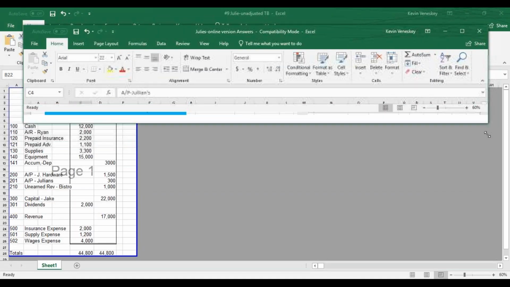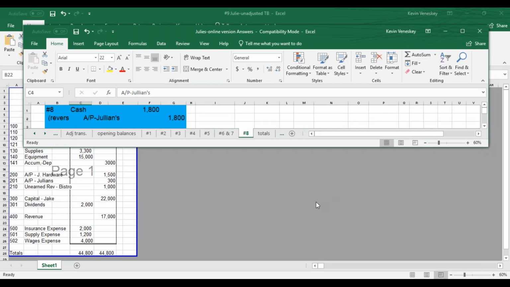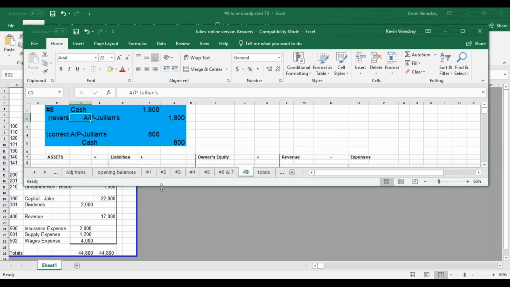Okay, so number 8, I need to undo what I just visualized. I need to show, okay, let's put $1,800 back into my cash temporarily and put $1,800 back on Julian's account. And then let's do the entry as it should have been. What did we get? We actually only got an $800 reduction to our Julian account because cash was only spent of $800.